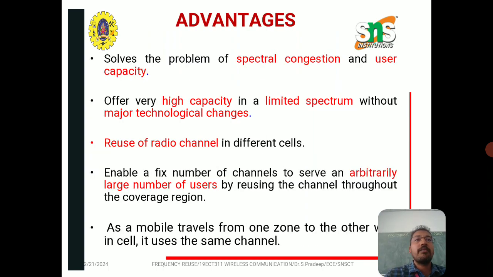The advantages of frequency reuse: it solves the problem of spectral congestion and user capacity. It offers very high capacity in a limited spectrum without major technical changes in the base station or mobile switching center. Reuse of radio channels in different cells is possible in frequency reuse or frequency planning. It enables a fixed number of channels to serve an arbitrarily large number of users by reusing the channels throughout the coverage region.